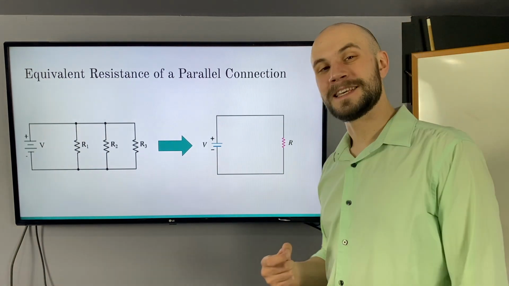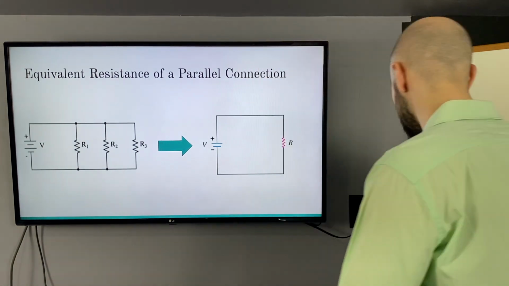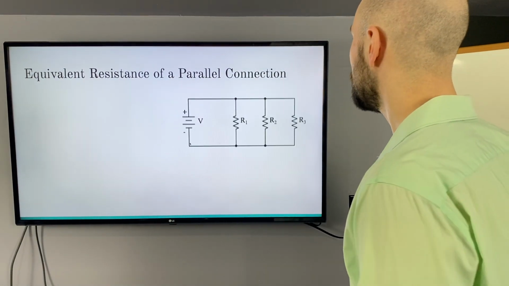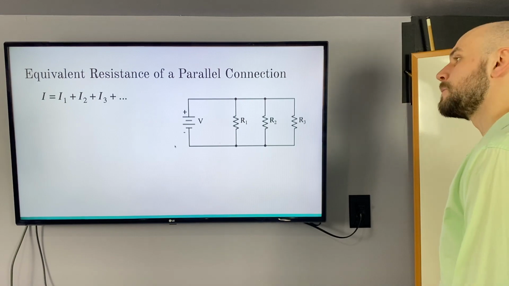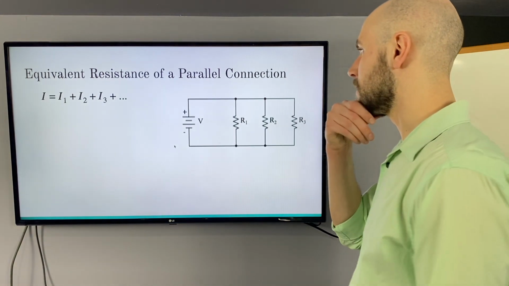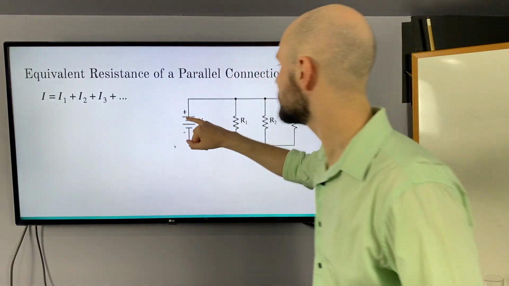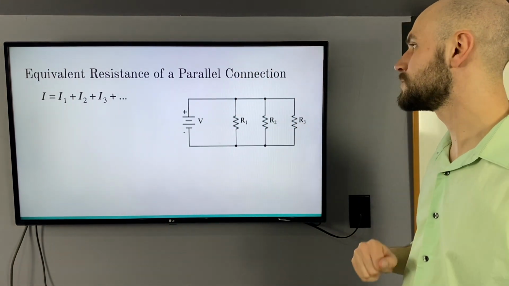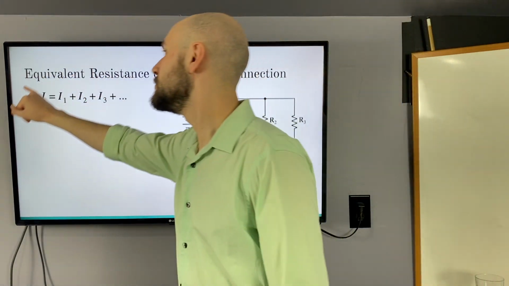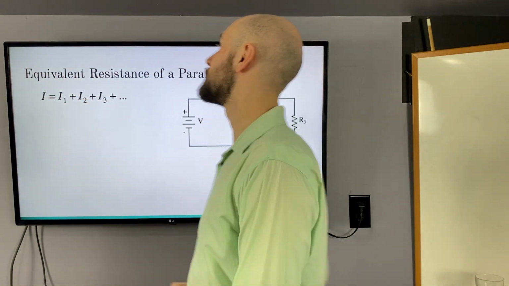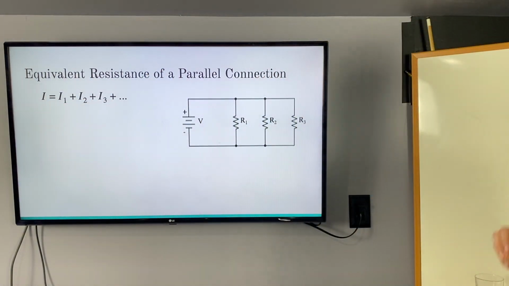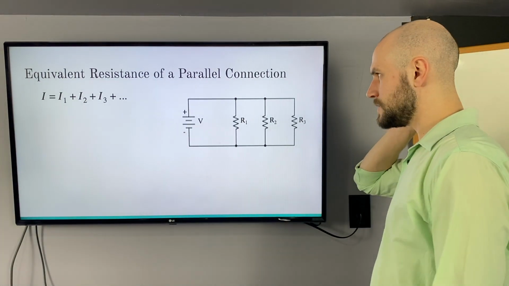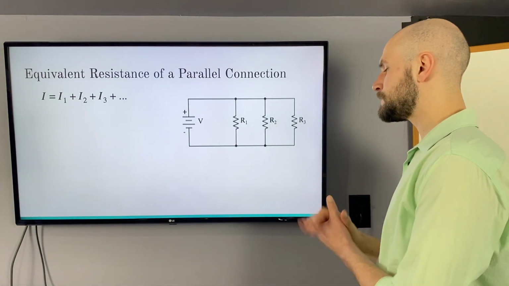We're going to follow the same kind of steps that we looked at with series circuits. First, we're going to start with one of the rules that we figured out early on. The total current coming out of the battery has to be equal to the sum of the 3 currents through each one of these resistors. Using this as a starting point, we're going to see if we can derive the equation for equivalent resistance of a parallel connection. But first, let's think about this intuitively.